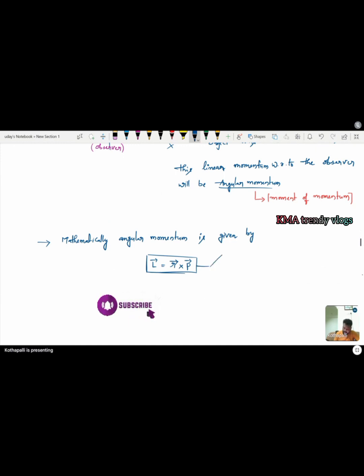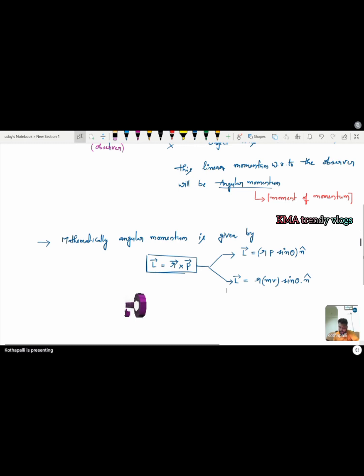So we can write this like L vector is equal to R into P into sine theta, the cross product of two vectors, into n cap. Or we can also write L is equal to R into P, which is nothing but mass into velocity, linear momentum, into sine theta, the magnitude part, into n cap. So mathematically, the expression of angular momentum is R vector cross P vector, which we can also express as RP sine theta n cap or RMV sine theta n cap.